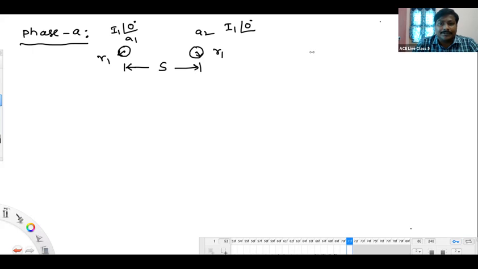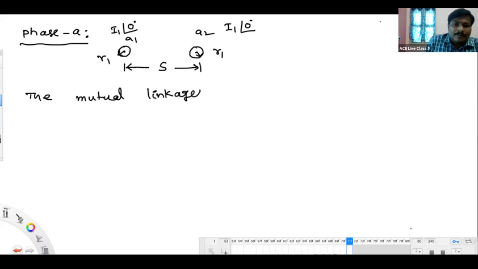I don't know whether you have understood this or not. Please kindly confirm once. Have all of you understood this? I'm writing the statement: the mutual linkages occurring between A1 and A2 conductors.